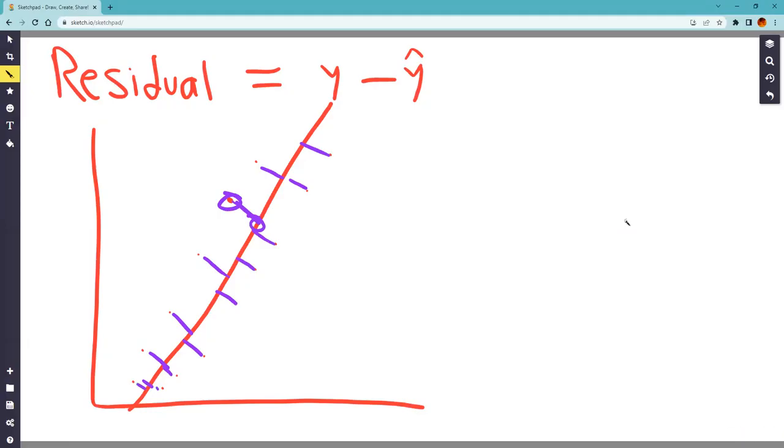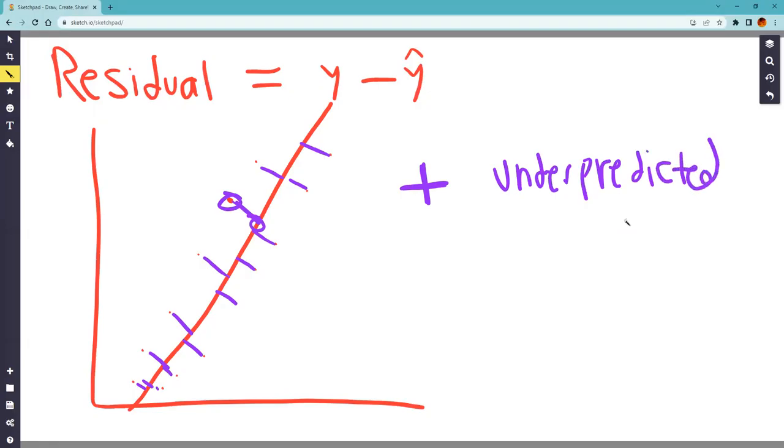And so if a residual is positive, that means that we underpredicted. And if it's negative, we overpredicted. So that might seem backwards. Well, think about it. If it's actual minus predicted, if we predicted something small, then it would be a positive value. So that means we underpredicted it. If we predicted something that was really big, bigger than the actual thing, then it would end up making it negative. Hopefully that makes sense.